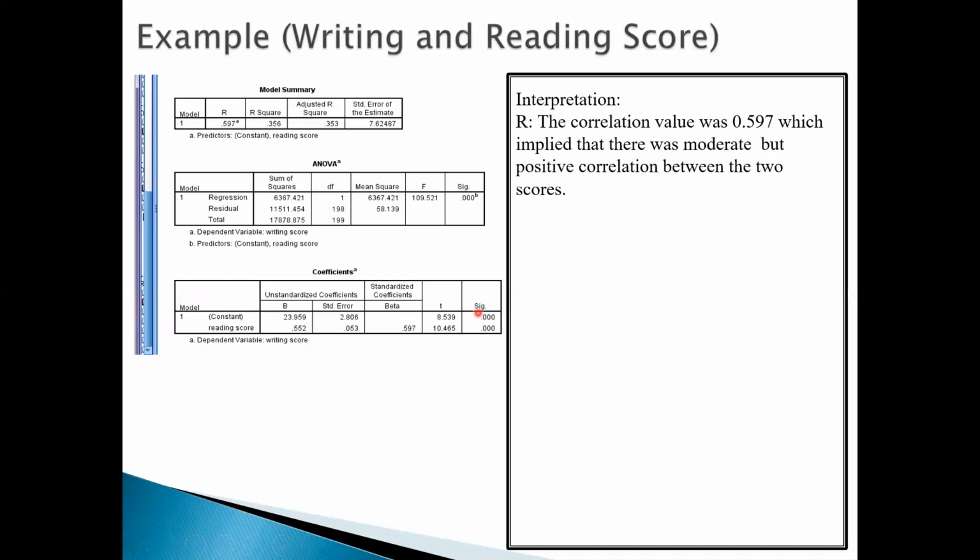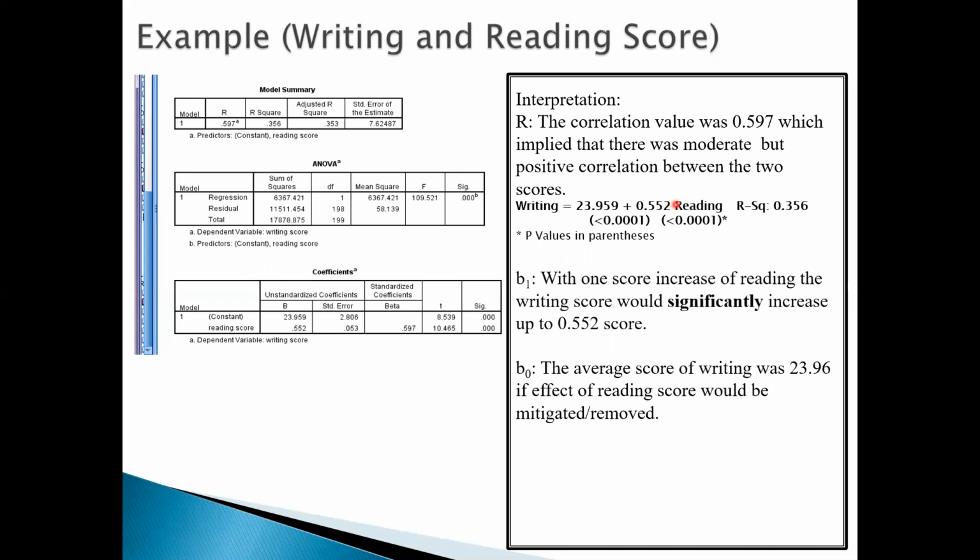So here are the answers. The interpretation of correlation: the value of 0.597 indicates that there is a moderate but positive correlation between the two scores. With the increase of the reading score, the writing score is also increasing. The regression equation is 23.959 plus 0.552 times reading score, and R square is 0.356, and we have mentioned the p values of both coefficients in parentheses.